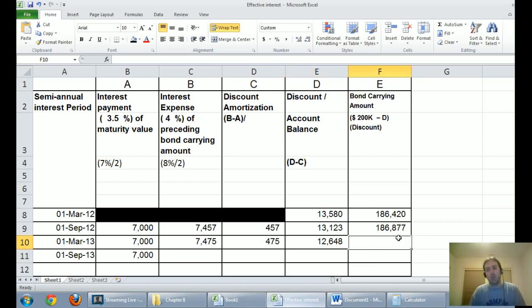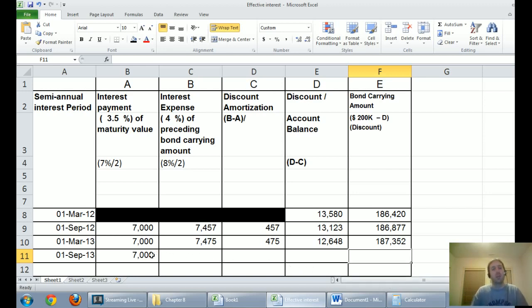Bond carrying amount, whether I have a discount or premium, I expect it to get closer to my maturity value. And the idea here is in 10 years, in 20 interest periods, it should be just about bang on 200,000. It should just about hit the nail on the head. So, sorry, I almost did that wrong. 200,000 minus D, 200,000 minus 12,648 is 187,352.